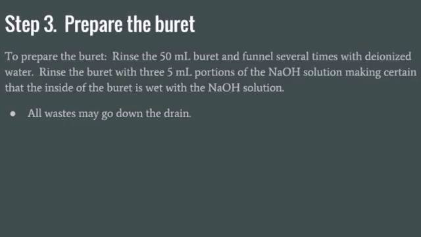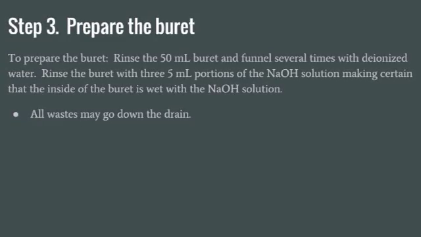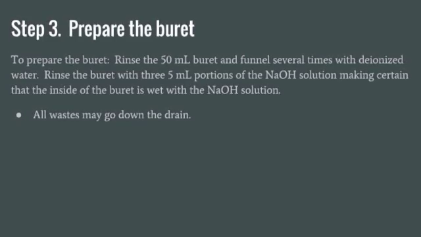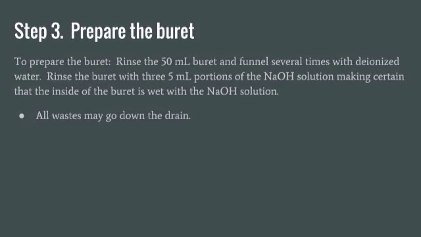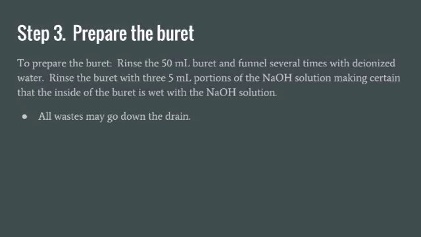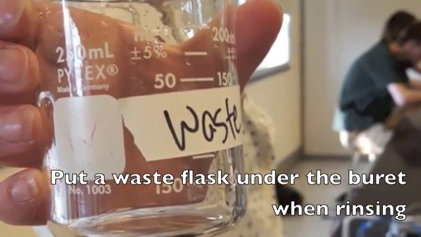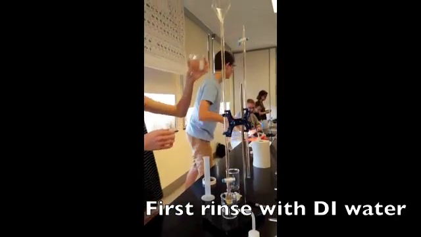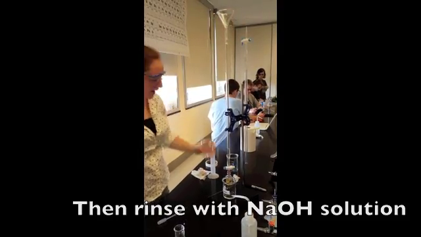Step 3 is to prepare the burette. In order to do this, you must first rinse the burette several times with DI water. And after that step, you then rinse it with an NaOH solution 3 times to make sure the inside of the burette is wet with the NaOH solution. You can just label a beaker with the label waste and use that to collect all of the solution coming out of the burette while you're rinsing it. And all waste may go down the drain as the lab states.